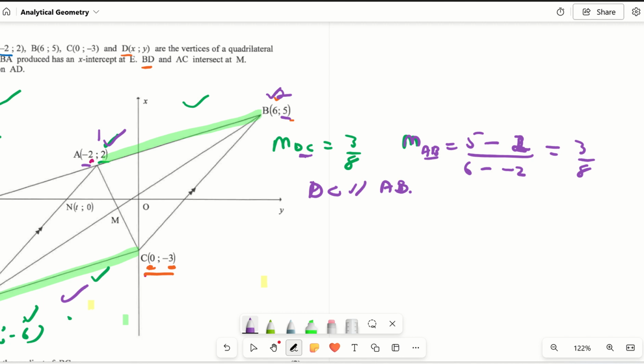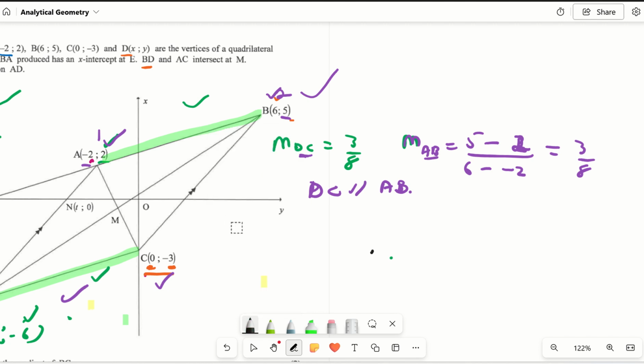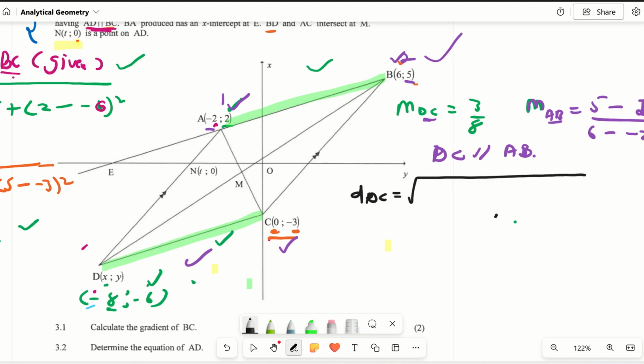Then the next thing, you're going to check the distances now. You're going to find the distance of AB and distance of DC, and they should also be equal. If they're equal, then you can safely conclude that this whole thing is a parallelogram. So let's find the distance of DC. Let's take this as our 2's and this as our 1's.